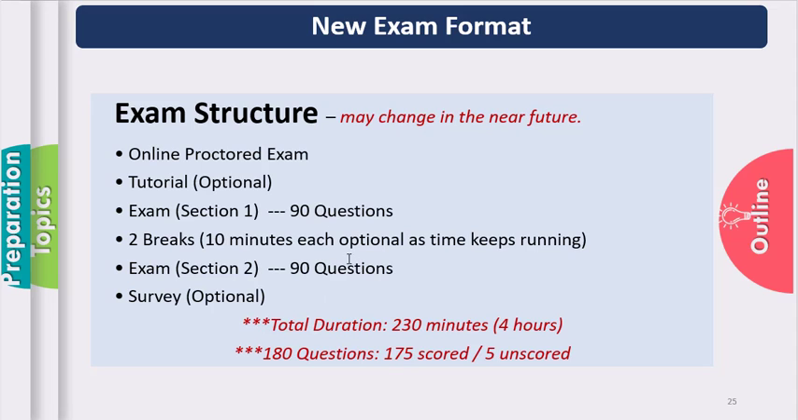So we have 180 questions total now. Instead of 200 questions, we have 180 questions, and out of these 180 questions, 175 are scored and 5 are used for experimental basis.